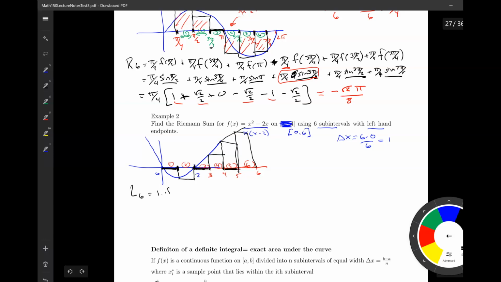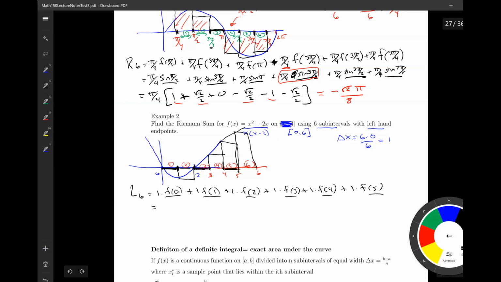So the left-hand endpoint gives me f of 0 plus width of the rectangle is 1, f of 1, and then f of 2, f of 3, plus 1 times f of 4, plus 1 times f of 5. So these are the 6 rectangles I'm finding the area of.